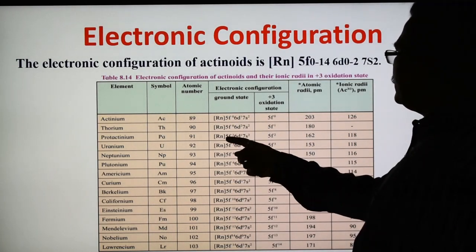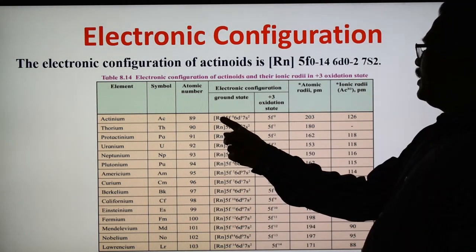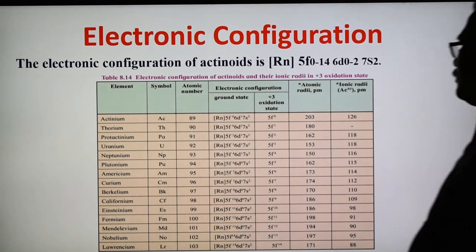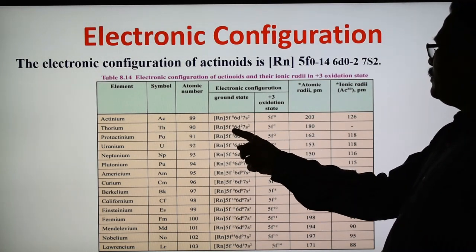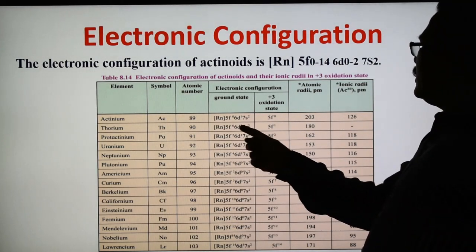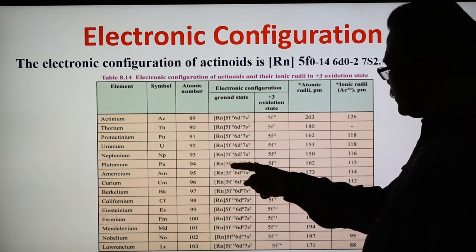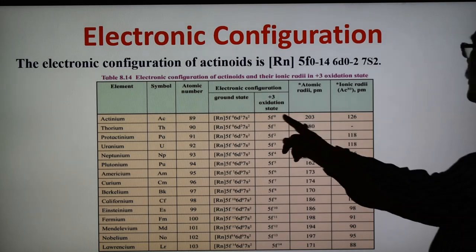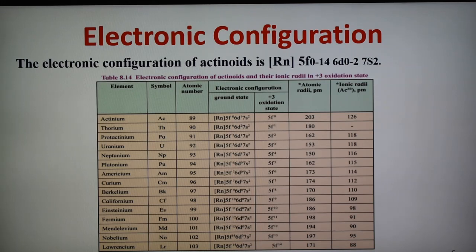In the ground state the electronic configuration is given here, with radon as the core, atomic number 86, and then the last electron goes to the 5f orbital. In this case the electron goes to the d, not to the f. Then the 5f orbital is filled progressively one by one. The 7s orbital has 2 electrons in all cases, and the 6d orbital may have 1 electron or 0 electrons, and the incoming electron goes to the 5f orbital.